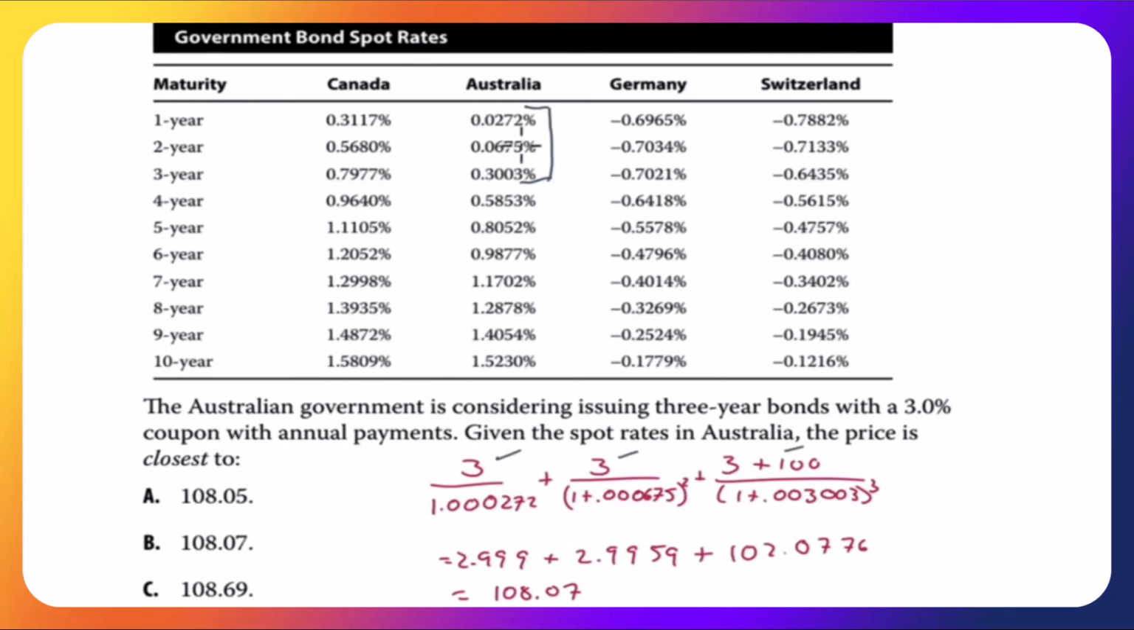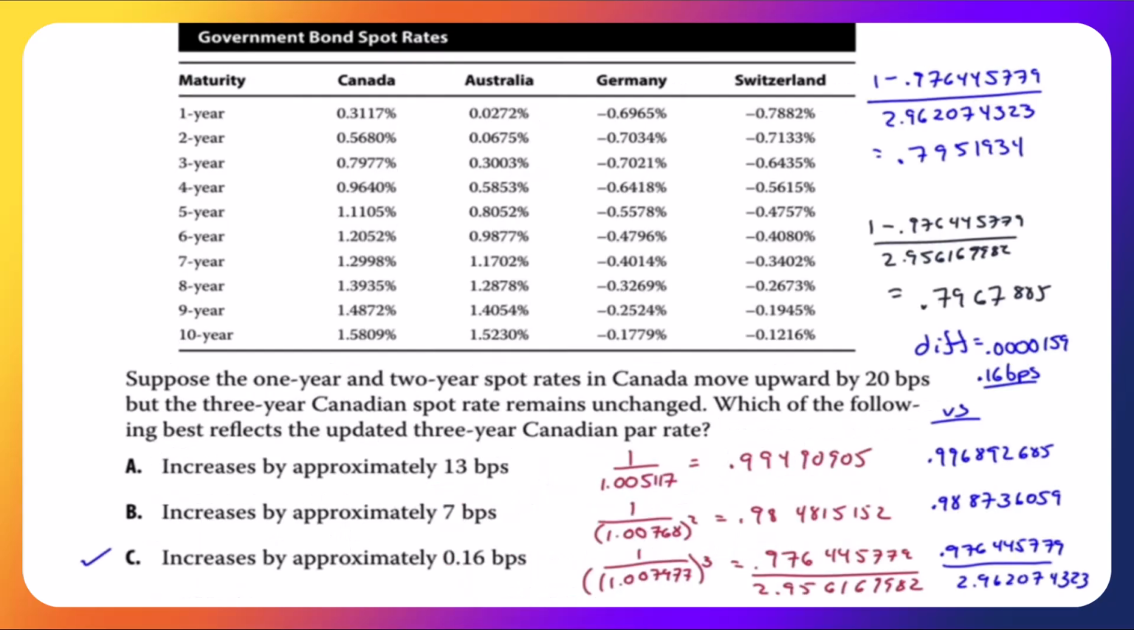Our first discount rate, because this is 0.0272%, you have to put 2 other zeros in front of it. 1.000272. Next one 675. Next one 3003. Power of 2, power of 3. Calculated out, 108.07. So this one is a rather detailed question for calculation.